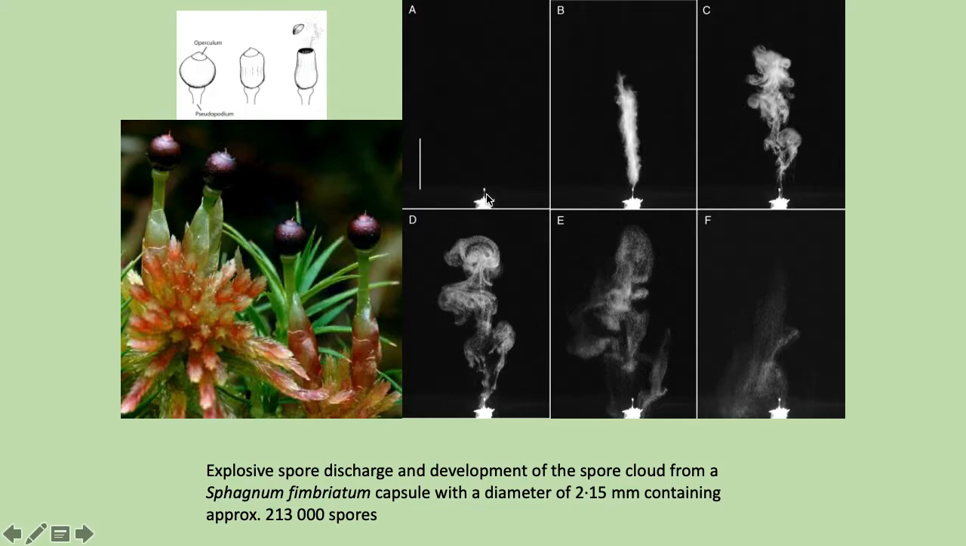So that's the sporophyte, that's the gametophyte. There's the little capsule on the top. And when it dries, I mean, they just pop the top off, and you can see the dispersion of the spores here. It's crazy. So, yeah.